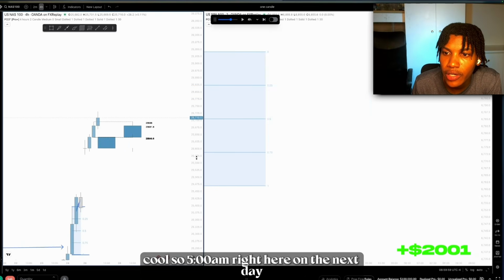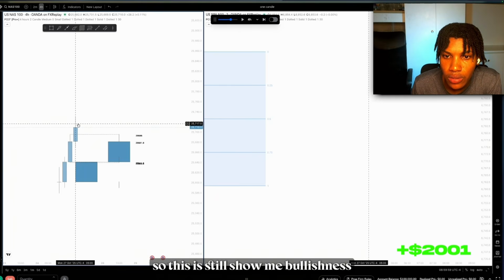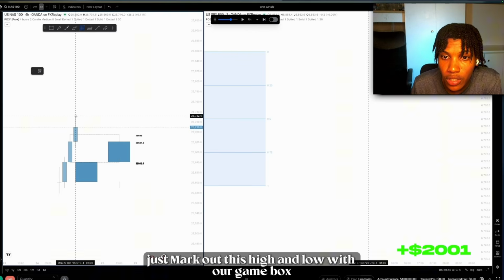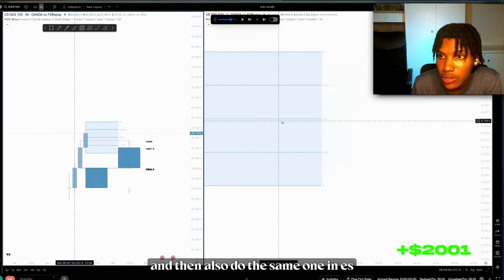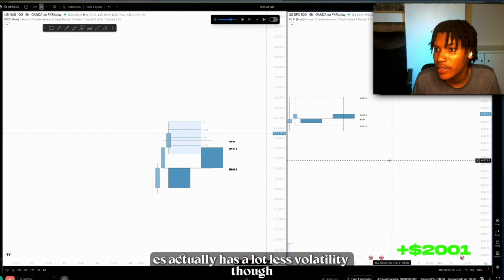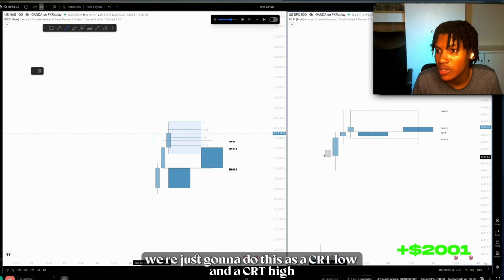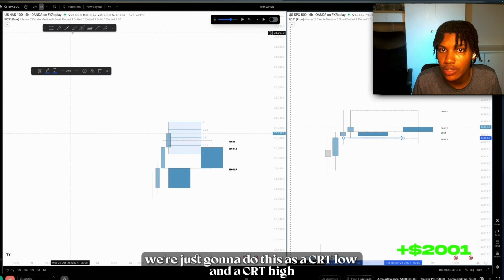Okay, cool. So 5 a.m. right here on the next day. So this is still showing me bullishness. I want to follow it, so I'm going to just mark out this high and low, the gap box, and then also do the same one in ES. ES actually has a lot less volatility though, so we just have to watch what price does. Then we're just going to do this as a CRT low and a CRT high.